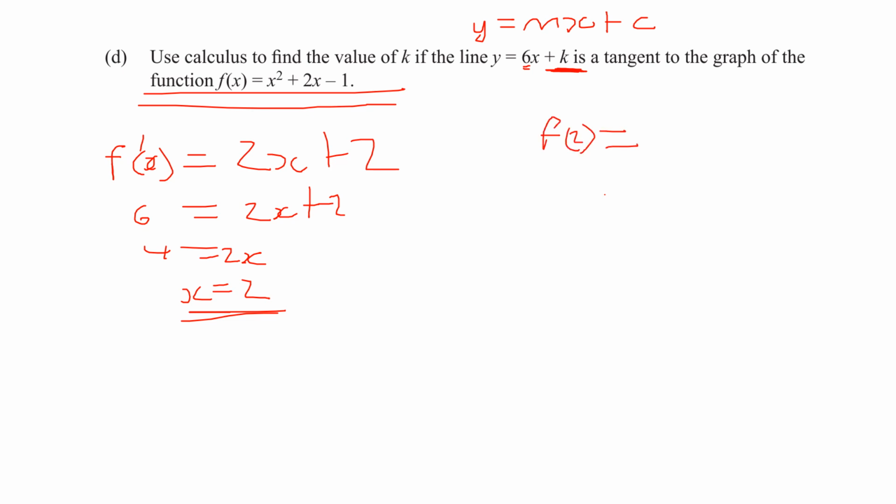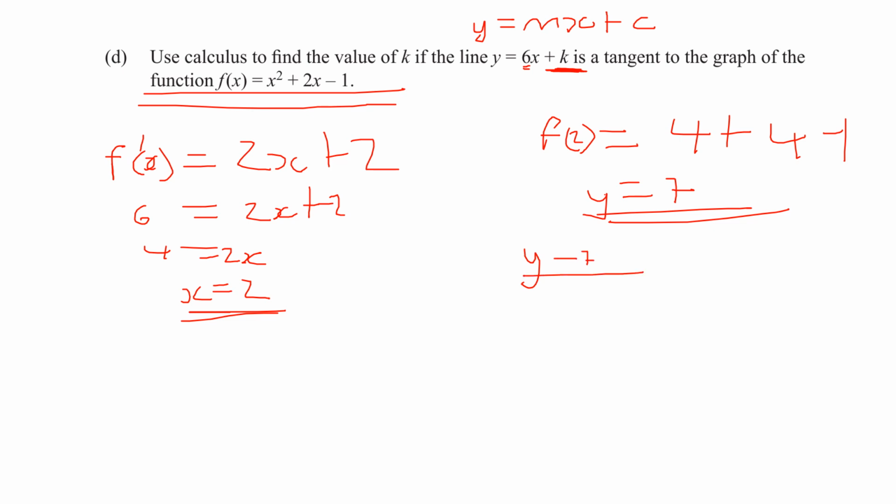is going to be equal to 4 plus 4 minus 1, which is equal to 7. So y is equal to 7 when x is equal to 2, right? Now we have our coordinates. Now we can simply use our formula. We know y minus 7 over x minus 2 is going to be equal to 6, right?